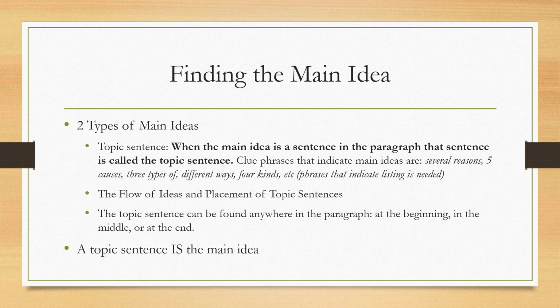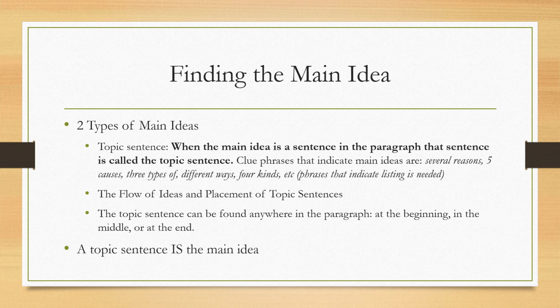There are two types of main idea. First, you have what we call a topic sentence. When the main idea is a sentence in the paragraph, that sentence is called a topic sentence. Clue phrases that indicate main ideas in a sentence: if your sentence has, "There are several reasons why childhood obesity is on the rise," "several reasons" is a clue that this is your topic sentence. "There are 5 causes to pollution." The phrase "5 causes" indicates this is the main idea. Phrases that indicate a listing are clues to this particular sentence being a main idea.